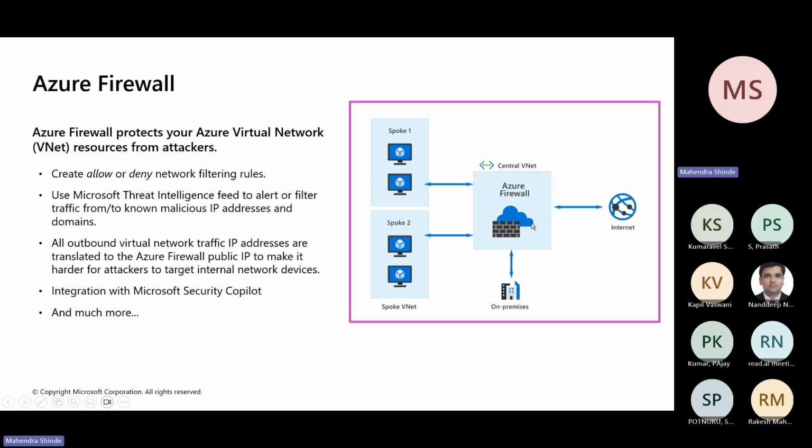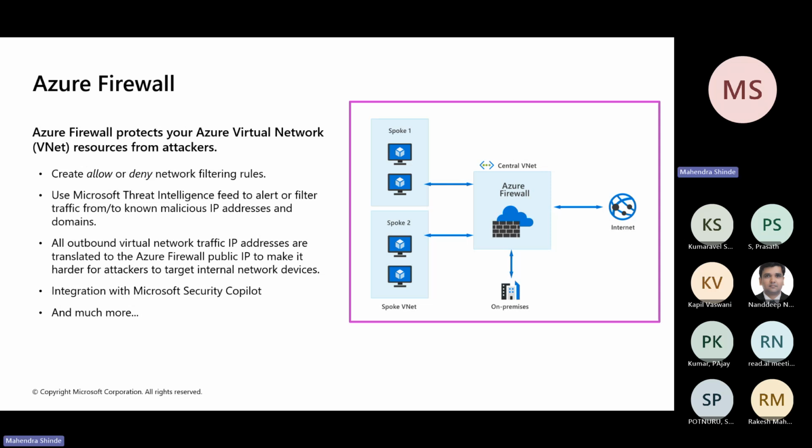Now, what features does it already provide? Azure Firewall has a Microsoft Threat Intelligence feed that will provide Azure Firewall information about some of the malicious IP addresses and domains. So if you are receiving traffic from some of the malicious IP addresses, it will automatically identify them and it could block them.